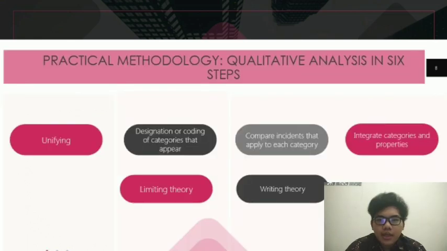The next is practical methodology. Qualitative analysis in six steps. The first step is unitizing. The first thing to do to analyze qualitative material is to cut it up, or unitize it. This is the act of distinguishing and delimiting meaningful units in the material.